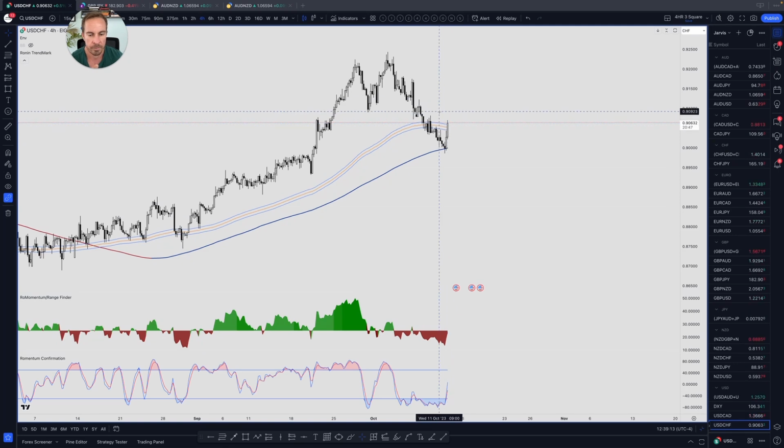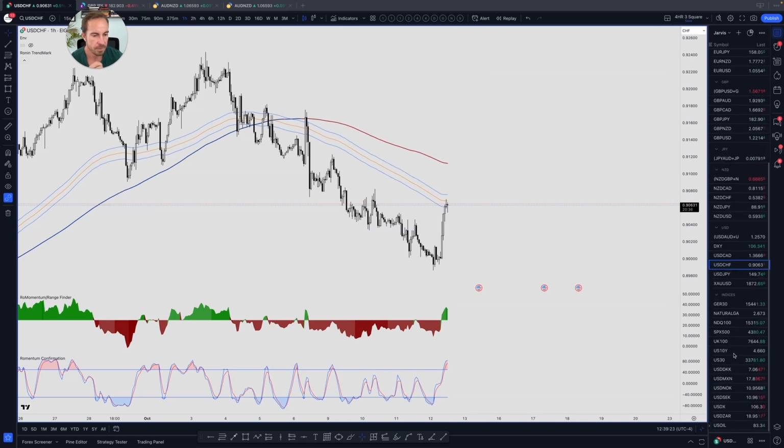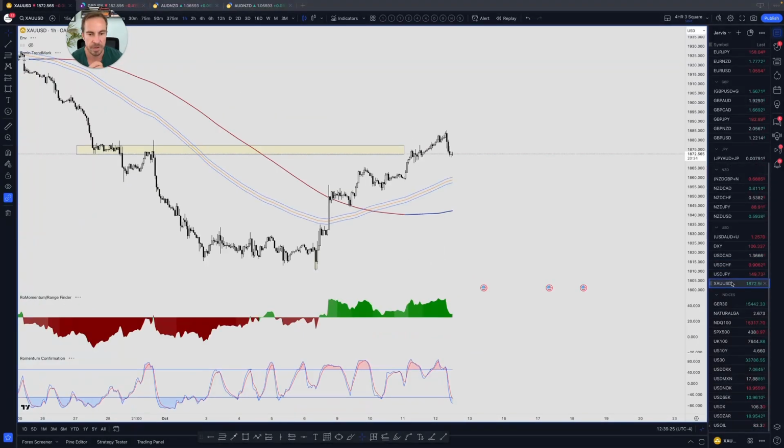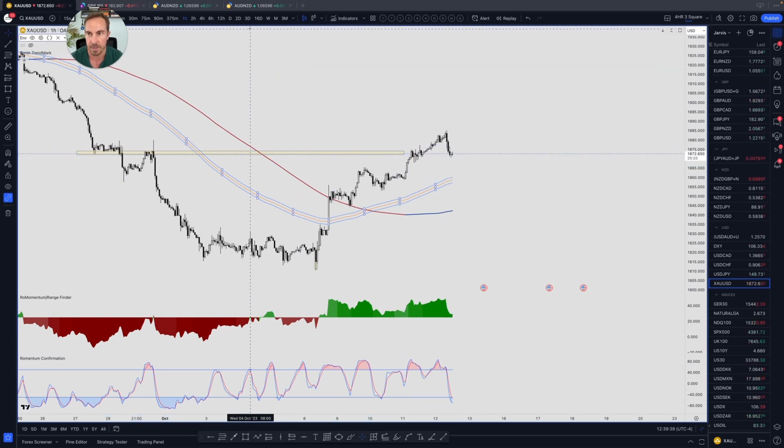or some sort of shorting opportunity for dollar Swiss on the hourly time frame. Now let's take a look at everybody's favorite, gold. So I think this would fall into the category of dollar strength might not continue, right? I mean, this is a really good pullback, let me put it that way.